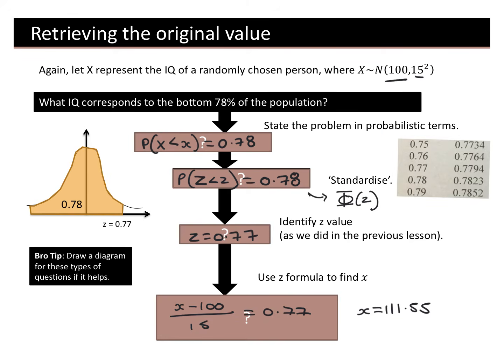So just to double check, I'm looking for 0.77 on this side. Remember, this is our z, this is our phi. So 0.77 is in between 0.7794 and 0.723. But which one is it closer to? 0.7794. It's closer to this. So therefore, this is the value we take of z.